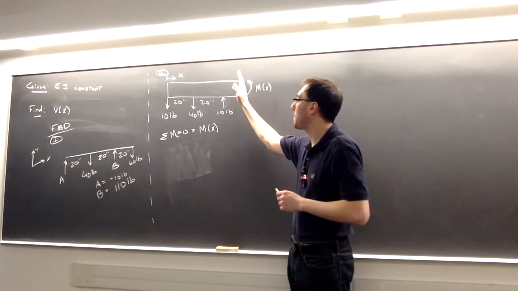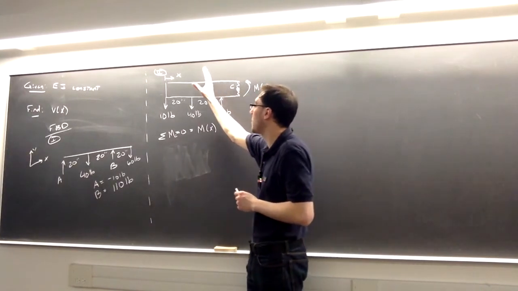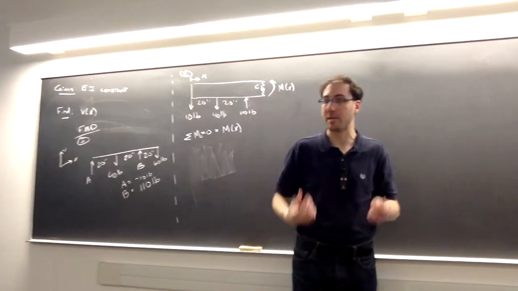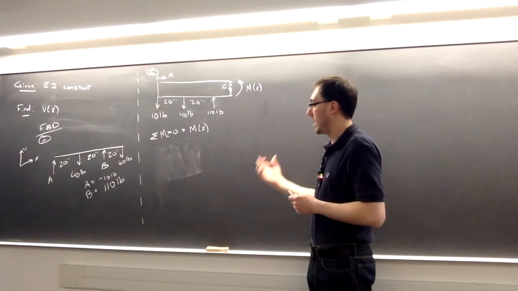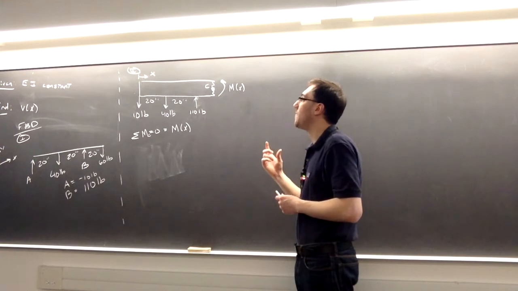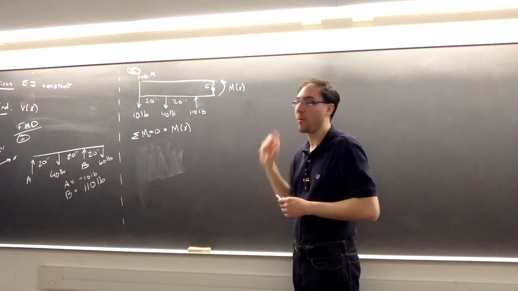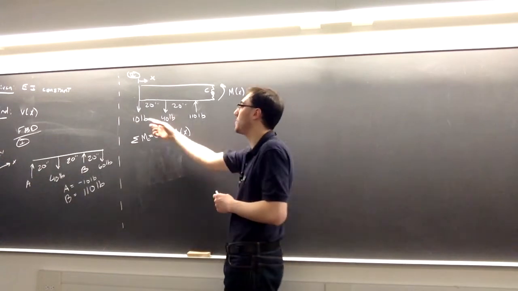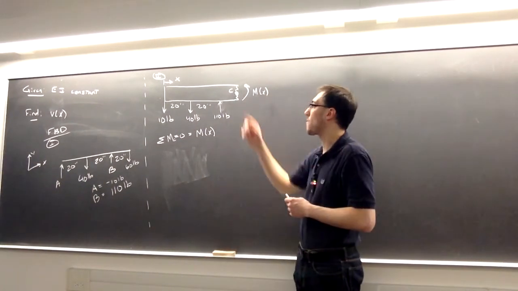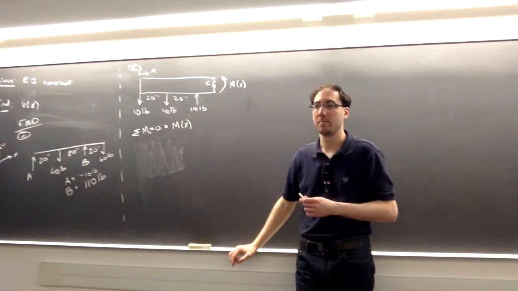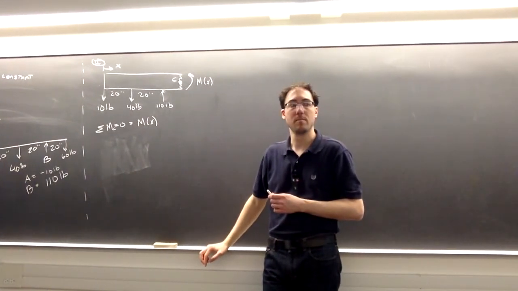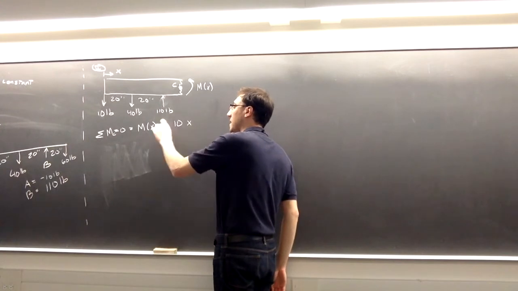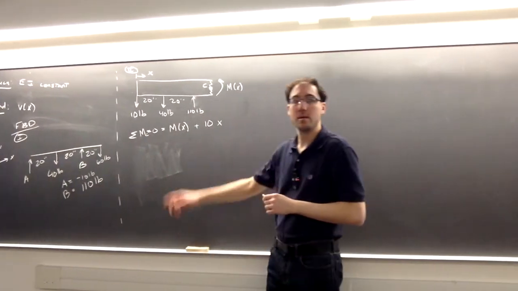But it's a generic picture that I could shift closer and closer and closer, and the equation I come up with is still going to be good. So with that in mind, if point C is always X away from the left-hand side, what is the moment due to the 10-pound force around C then? Right, it's going to be 10 times X positive.